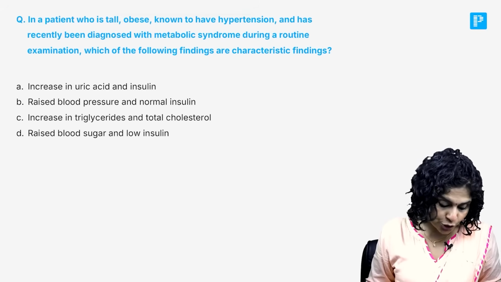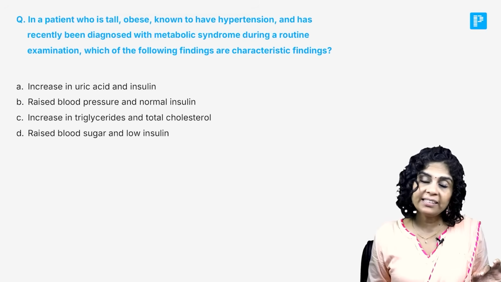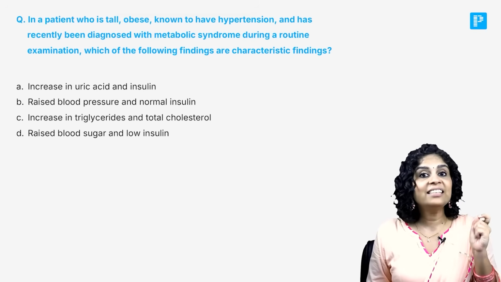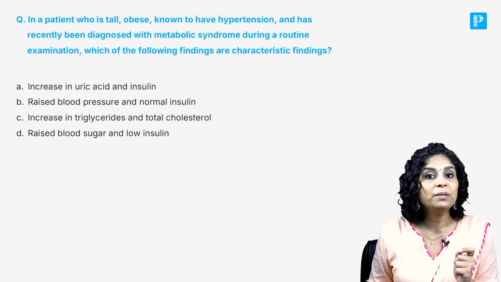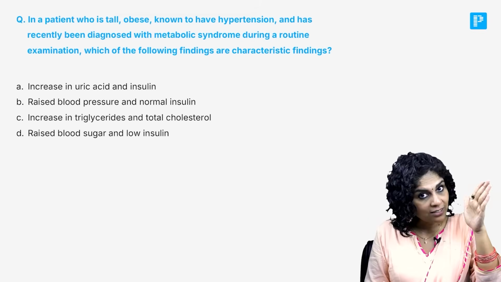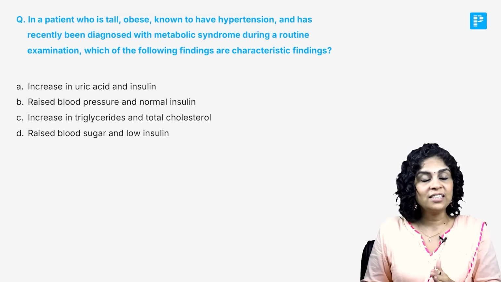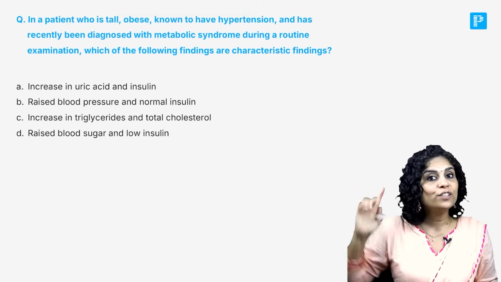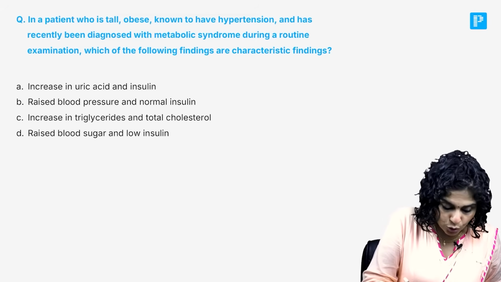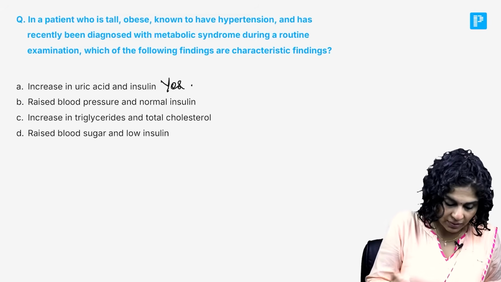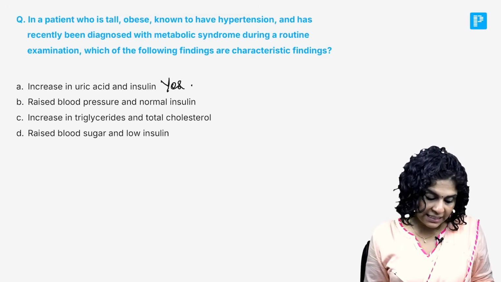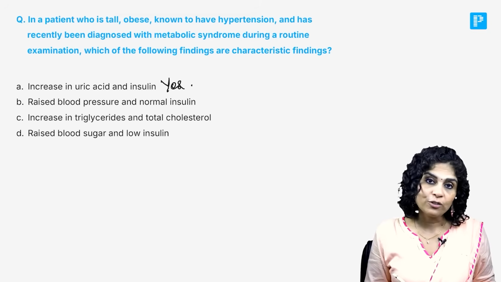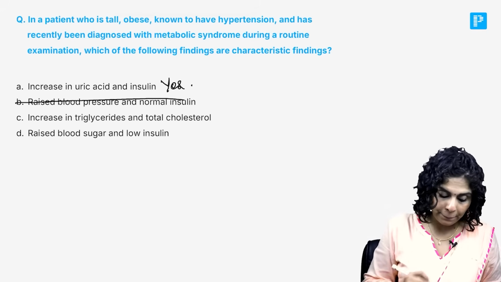Okay. Let's look at choice A. Will they present with increase in uric acid and insulin? Yes. I said insulin resistance, which means there will be high insulin levels. And because of insulin resistance, uric acid cannot get secreted in the renal tubule. That causes high uric acid. So choice A is true. How about choice B? Yes, they present with raised blood pressure, but not normal insulin. Their insulin levels are high.